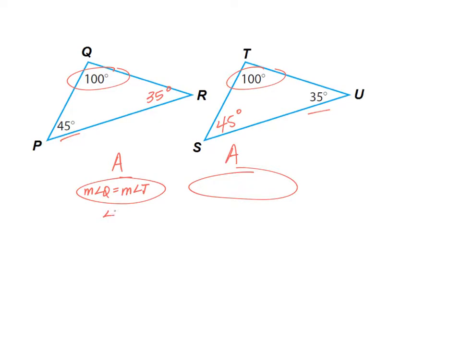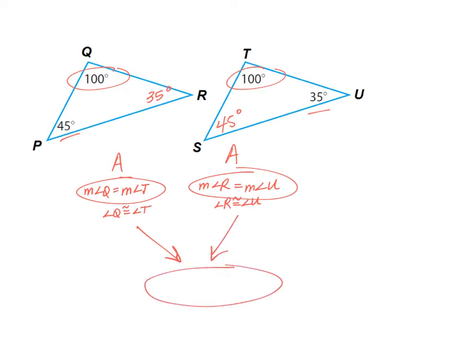Alternatively, you could say angle Q is congruent to angle T. Now the other angle that I'm going to use, I get to choose. I could use both 45-degree angles or both 35-degree angles. I'm going to choose to use the 35-degree angles. So I will say the measure of angle R is equal to the measure of angle U. And again, I could say that angle R is congruent to angle U. It's kind of a personal preference. Now, because it's angle-angle, I now have enough information to say that my two triangles are similar.